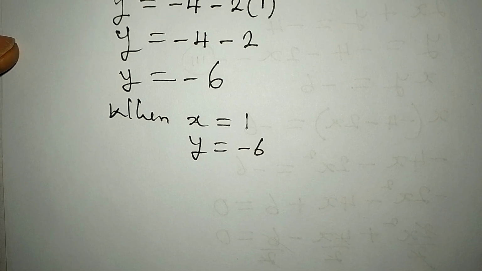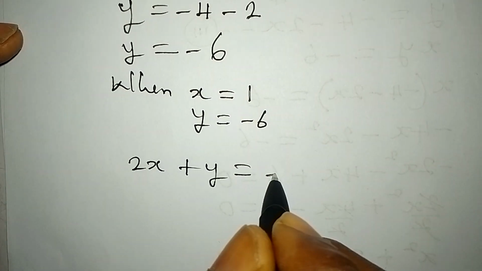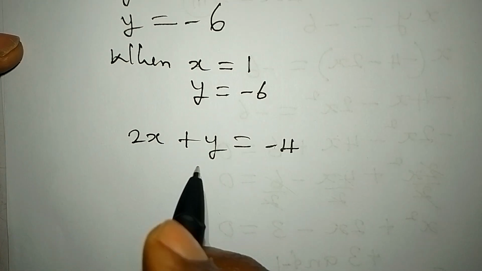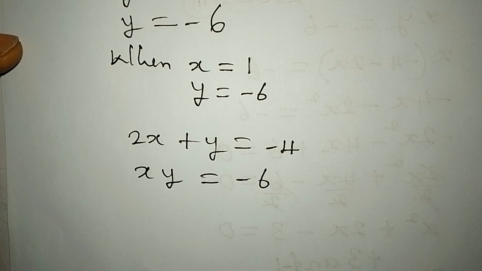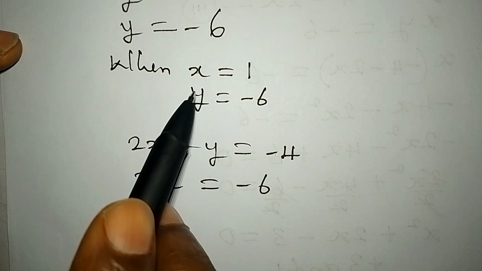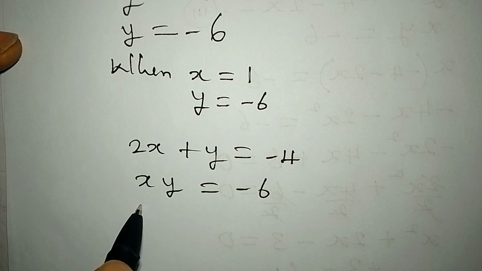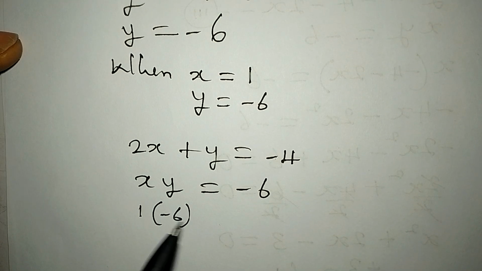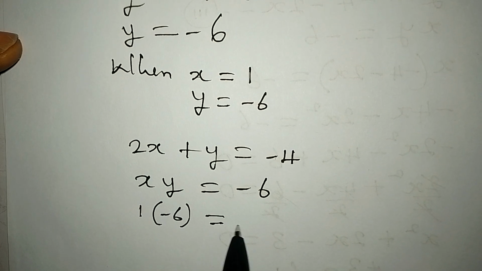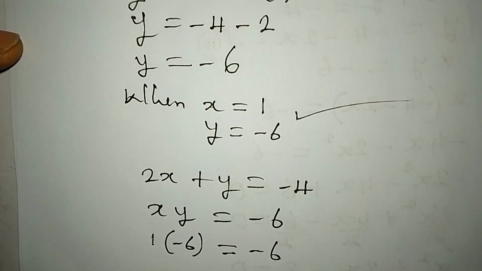And now let's bring the two equations together very quickly. 2x plus y equals negative 4. This is our equation 1. And equation 2 is xy equals negative 6. Now, let's work with this value. When x equals 1, y equals negative 6. Let's put it here. This will be 1 multiplied by negative 6, because x is 1, y is negative 6. And this is definitely giving us negative 6. This means that this is very satisfying, right?